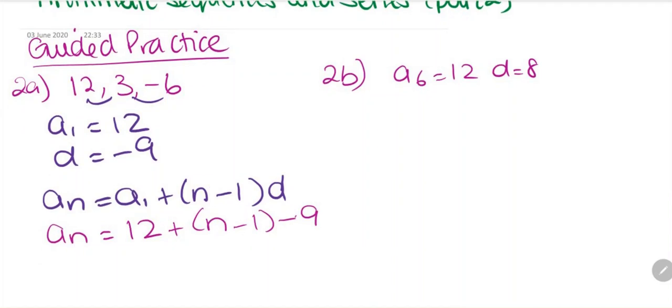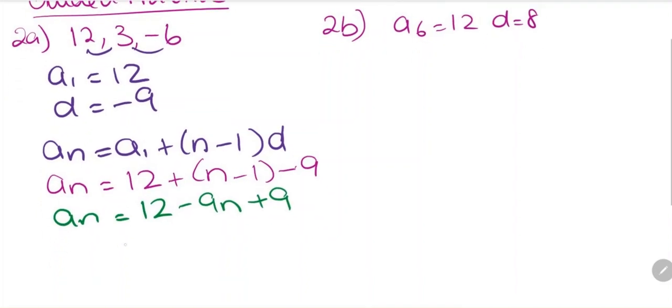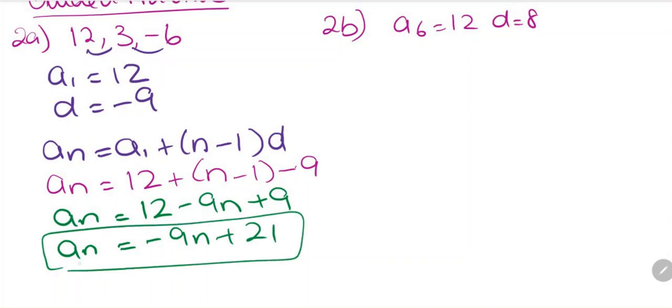So just going to multiply the values. So we have minus 9 times n is minus 9n, and minus 1 times minus 9 is going to be plus 9. So a_n, so we have minus 9n plus 12 plus 9 is plus 21. So this is the formula for the first question.